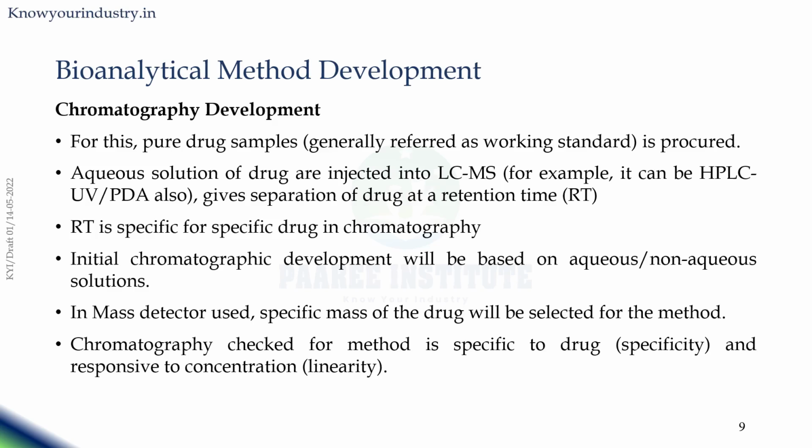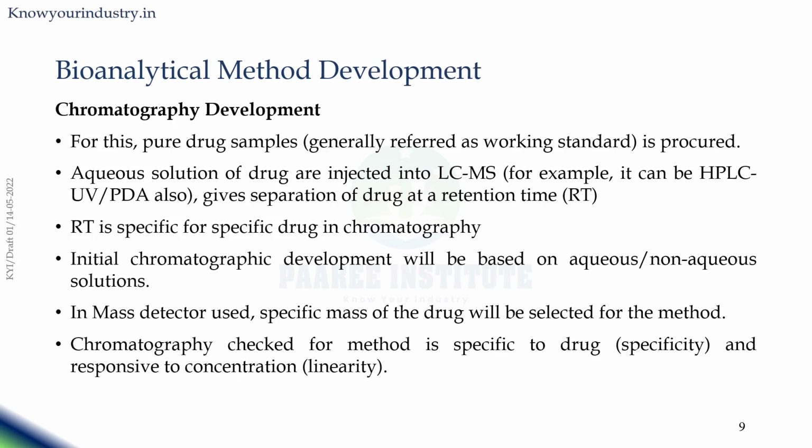Then after the initial chromatography development, the mass detectors will be used for the quantification. So a specific mass of the drug will be selected for the particular method. At the specific mass M by Z, the drug will be detected and quantified. The chromatography is checked to confirm the method is specific to the drug. That means if you inject some other things, they will be eluted at some other RT, and only the drug will be eluted there. Specificity is assessed when you spike the drug into the matrix and inject, you will get the drug. If you inject only the matrix, you won't get anything. Or if you inject the placebo, you won't get anything. So that is called the specificity of the method.